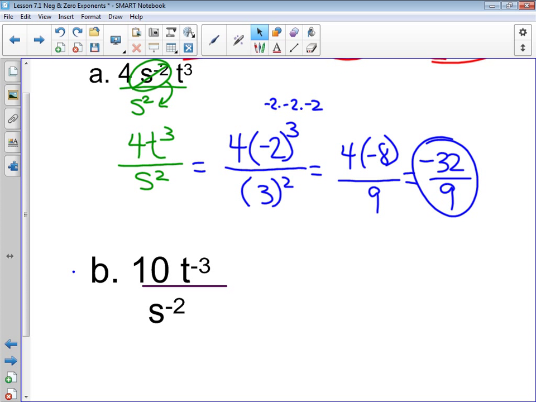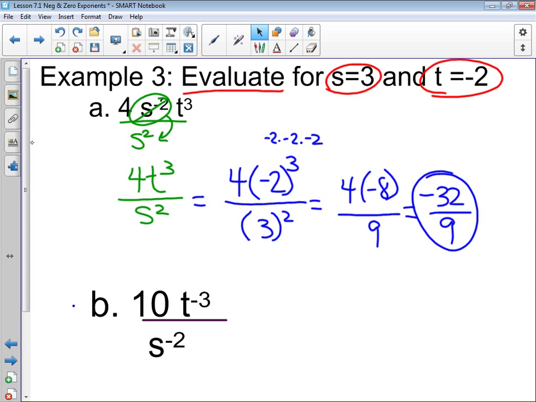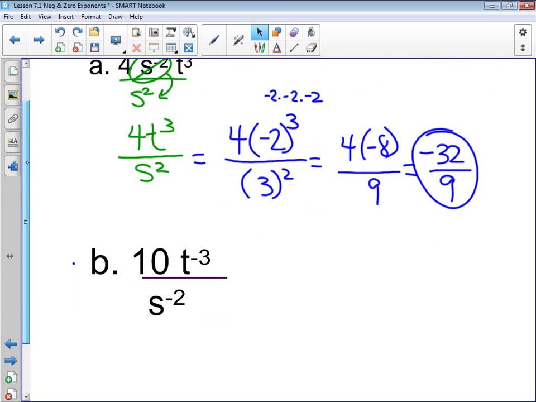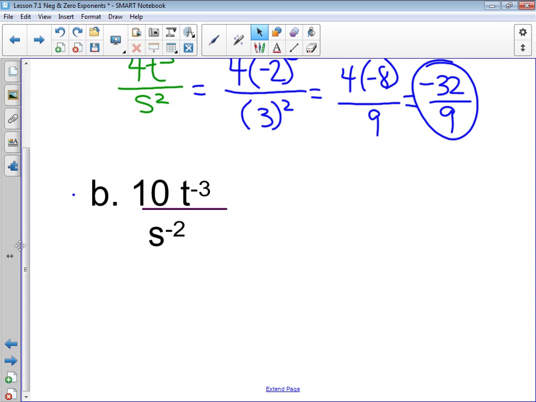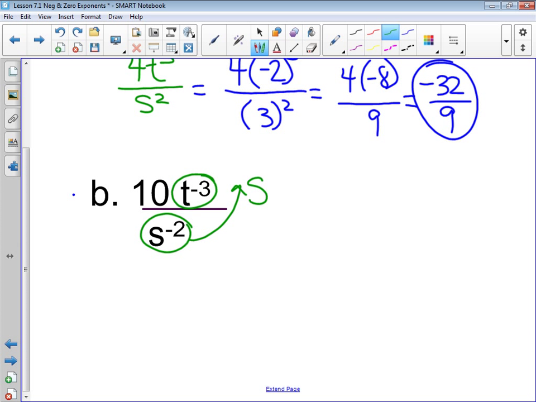Here's another example. Same letters, same values for s and t. Take a second, push the pause button, and try this one by yourself. Okay, so if you did this by yourself, the first thing you should have done was notice that both of the variables have negative exponents, so I'm going to move them. I'm going to move the s up to the top and make it positive 2, and move the t down below and make it positive 3. So my new expression is 10 s squared over t to the third power.